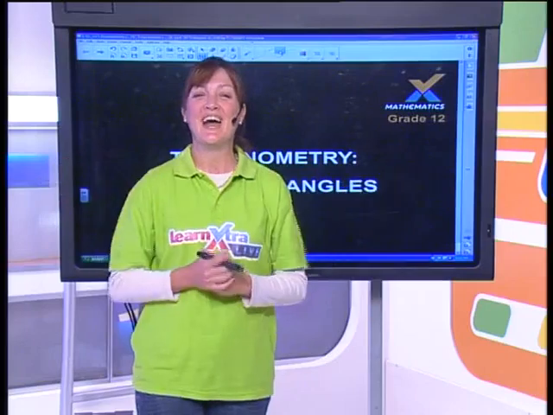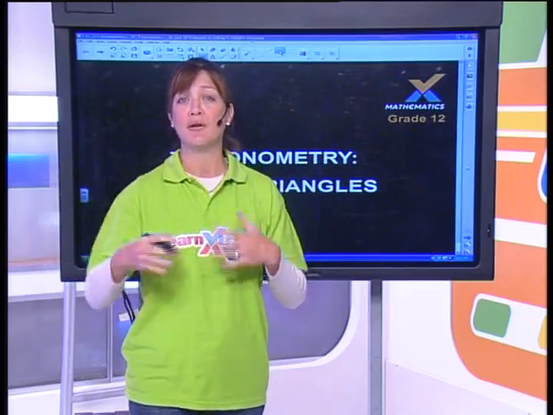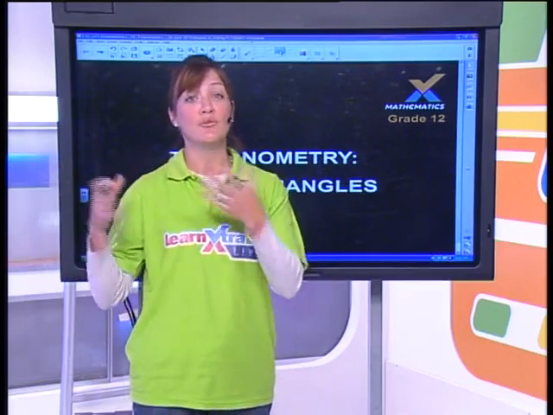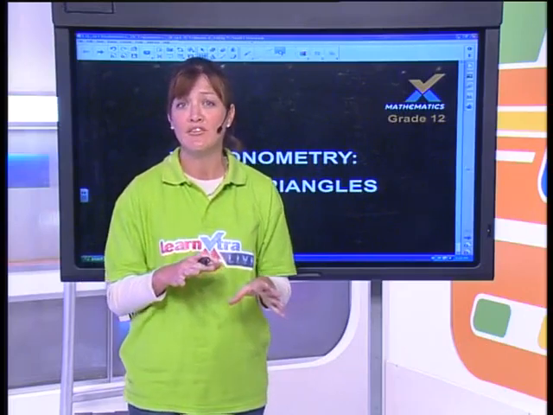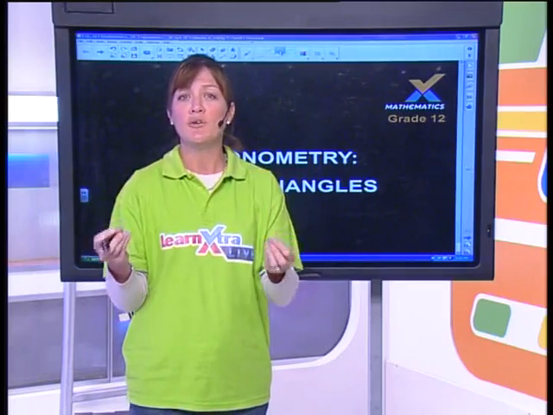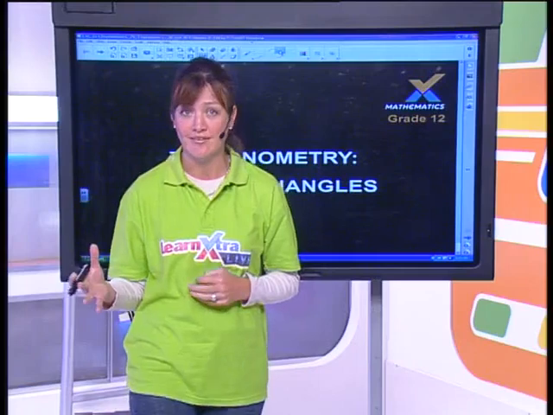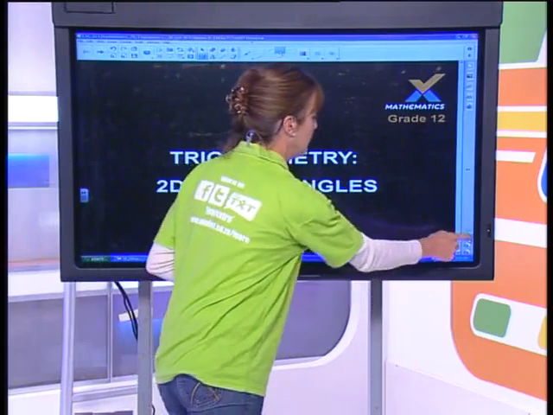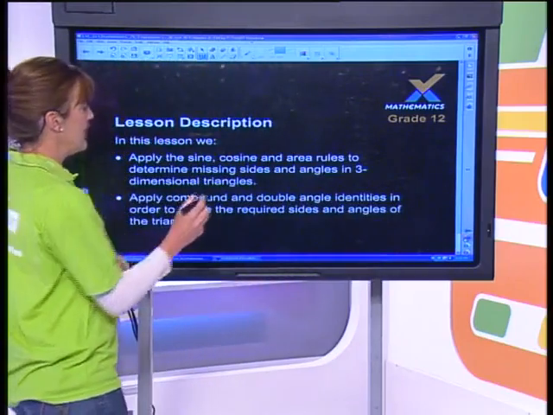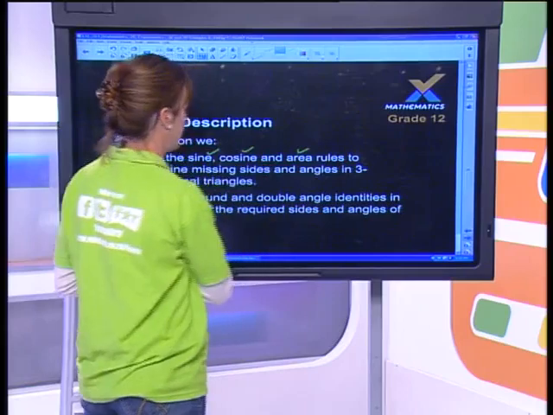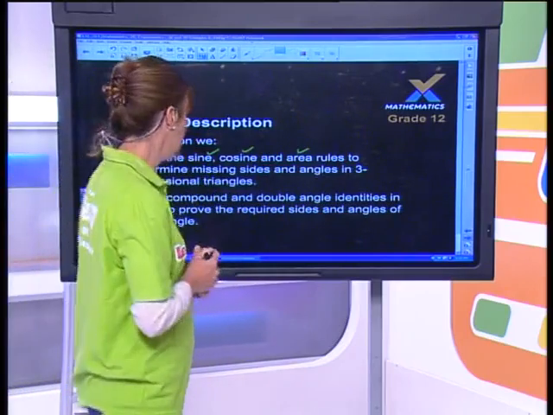Right, guys, as we mentioned last week, we had a look at our two-dimensional triangles where we applied the area rule, the sine rule, and the cos rule, okay? And we learned a couple of rules as to when to apply those three different rules. And what we're going to do today now is take everything we learned last week and apply it to three-dimensional triangles, okay? So let's have a very quick look at our lesson description. Again, we're having a quick look at our sine, our cosine, and our area rules, and this time we're going to be applying it to those three-dimensional triangles.